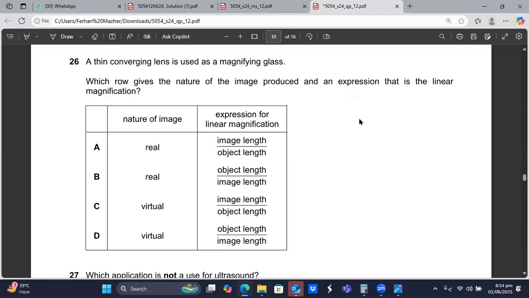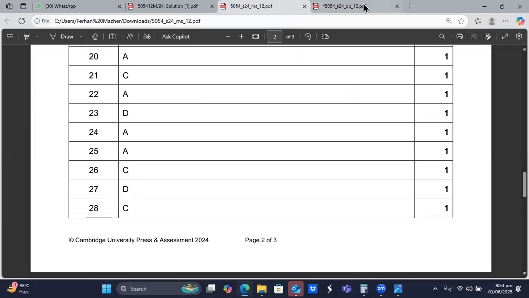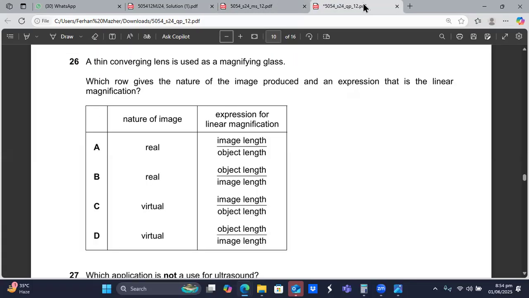And so the image in the magnifying glass is virtual. And the expression for the linear magnification is the height of the image divided by the height of the object. So image length divided by the object length. So I think C is the right answer, sir. The image is virtual, and the expression for the linear magnification is the image length divided by the object length. So I think C is the option. Question number 26, C is the right option.